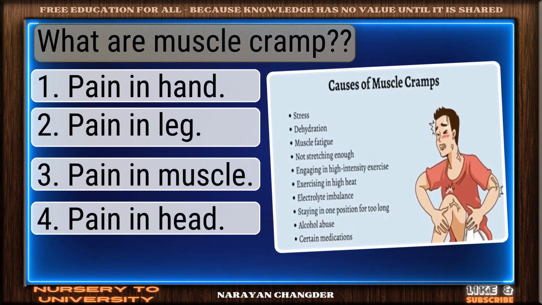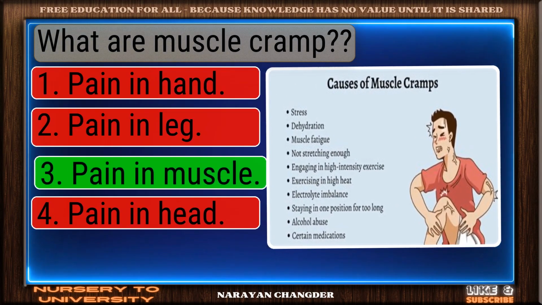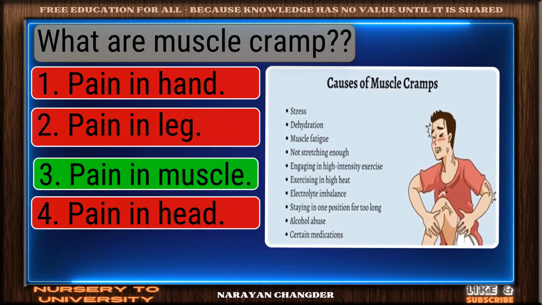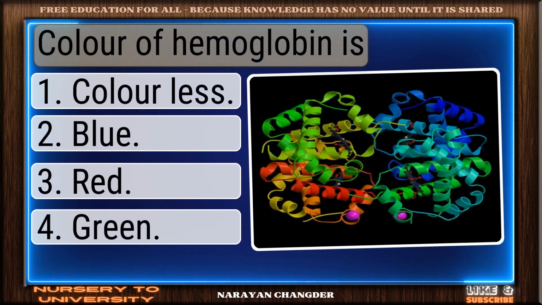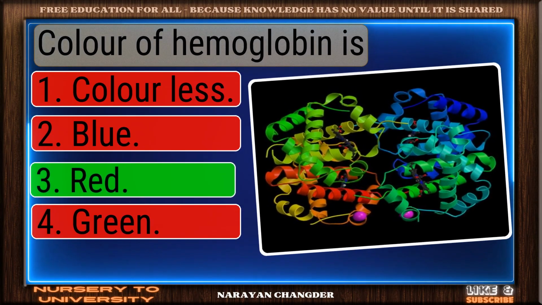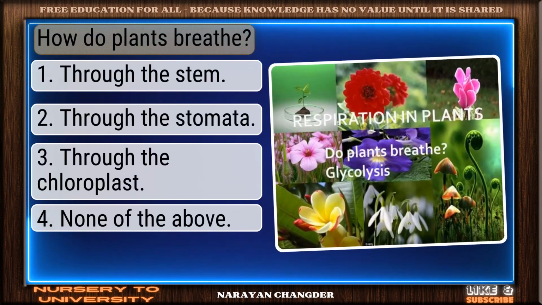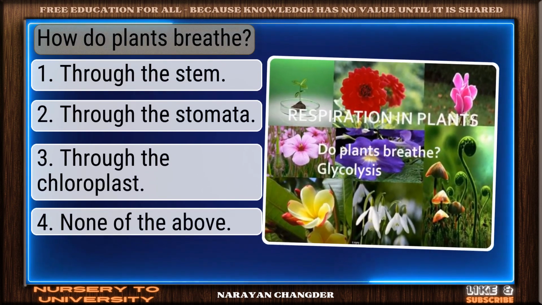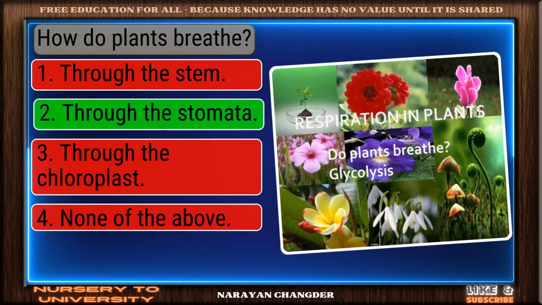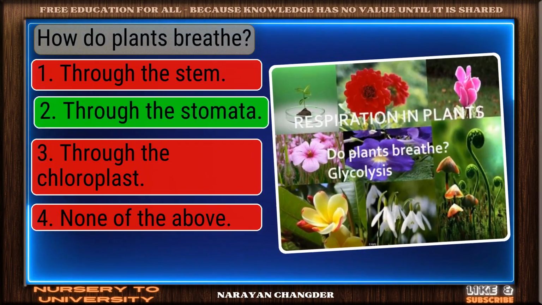Question number 268. What are muscle cramps? Great thinking. Pain in muscle is the right choice. Question number 269. Color of hemoglobin is? Correct response. Red is the most accurate answer. Question number 270. How do plants breathe? Excellent choice. Through the stomata is the right answer.